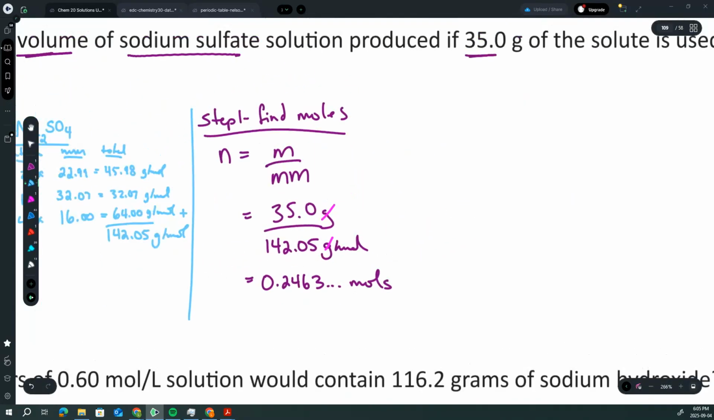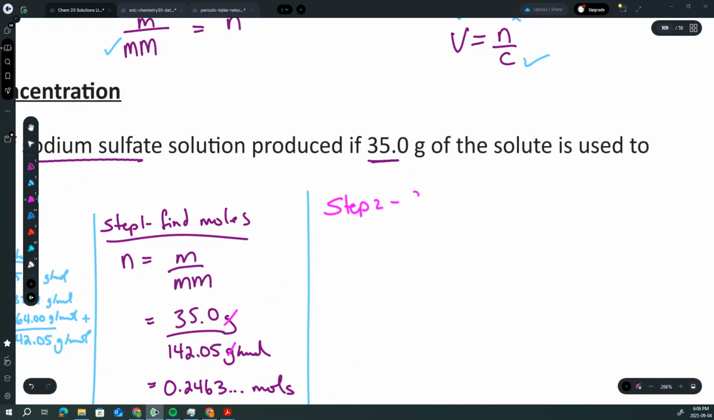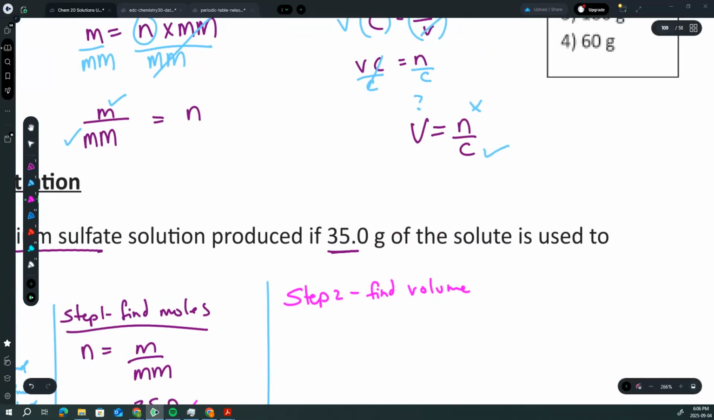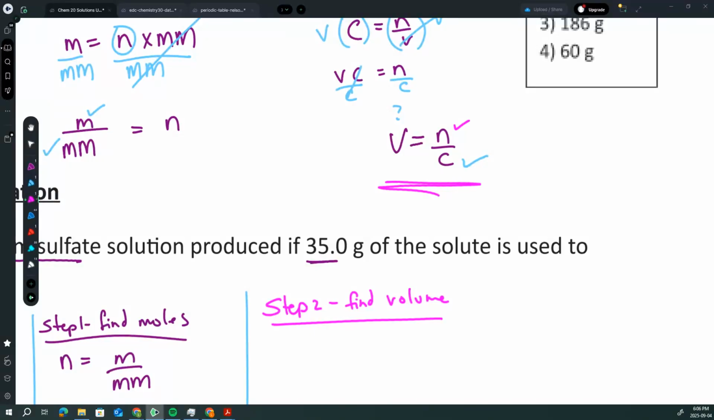All right. So now we're going to do step 2, which is going to be to find volume. And the reason why we're finding volume now is because now we have moles, we have concentration. So we have everything we need for this formula.